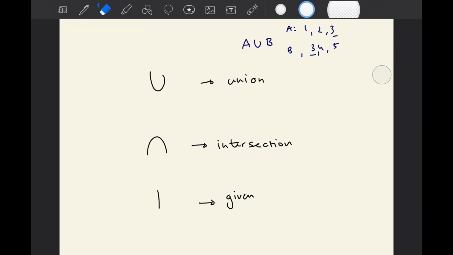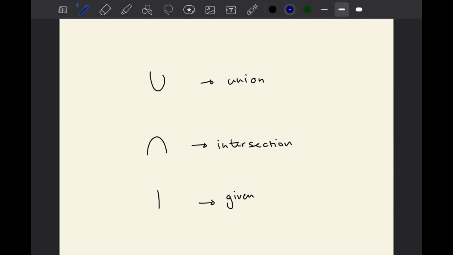And then the other one, which is an upside down U, is the intersection. So if we go back to the example about A and B, A intersection B would be the 3, because this is the one that they share. This is the one that intersects. And the last one, which is like a straight line, is the given symbol. This one is a bit more complex, so I'll only brush over it, but it is an outcome given that the other one already happened. We'll get into that a bit later because there will be an example coming up.